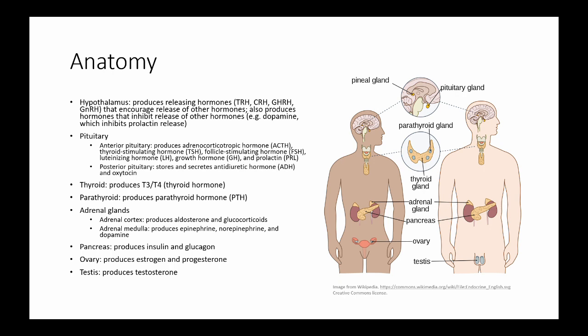The adrenal glands are divided into the adrenal cortex and adrenal medulla. The adrenal cortex produces aldosterone and glucocorticoid hormones, while the adrenal medulla produces epinephrine, norepinephrine, and dopamine. The pancreas produces insulin and glucagon. The ovary produces estrogen and progesterone, and the testes produce testosterone.